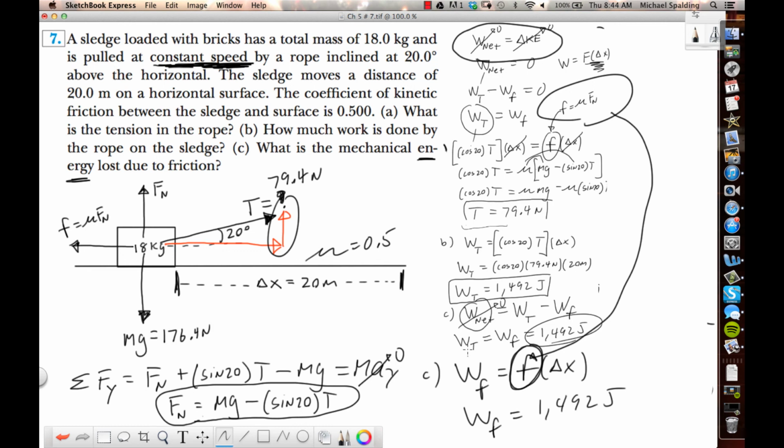Oh, it would. Yeah, it would be negative. Yep. Like right here, I had it negative. Negative just means opposite motion. Yep. Negative, it's opposite motion.